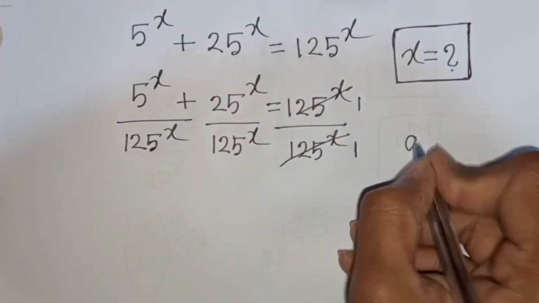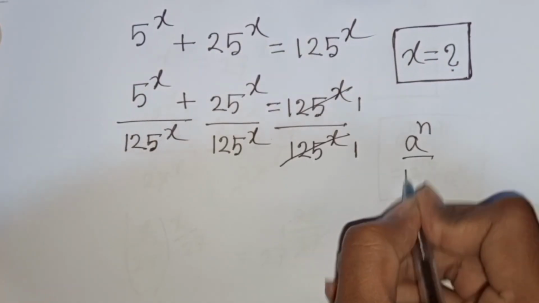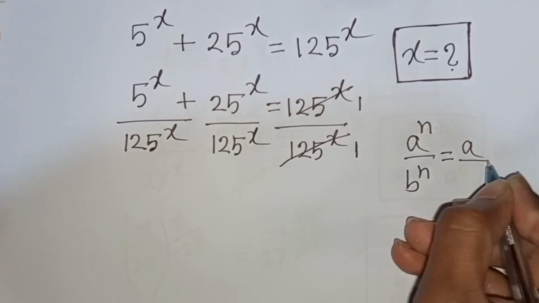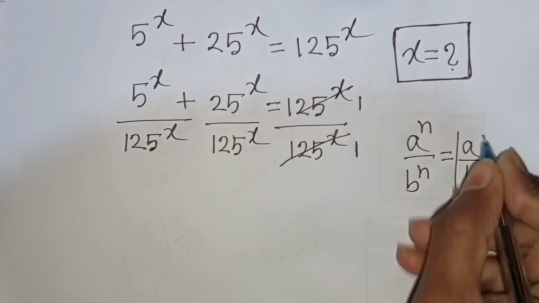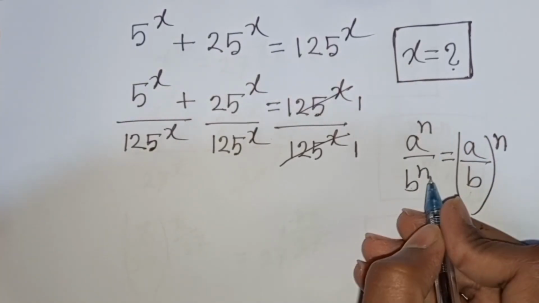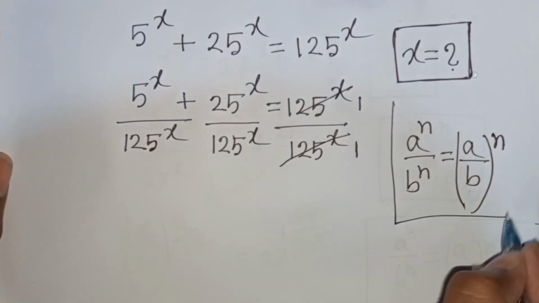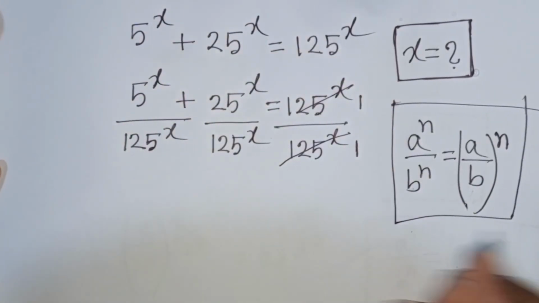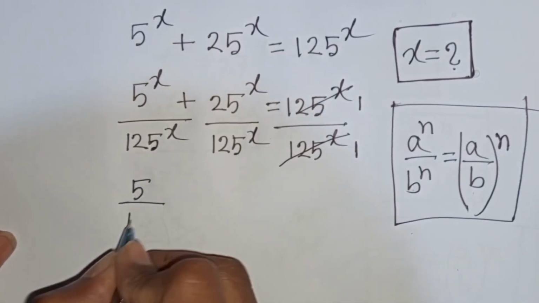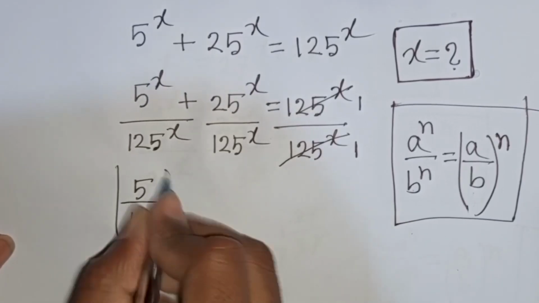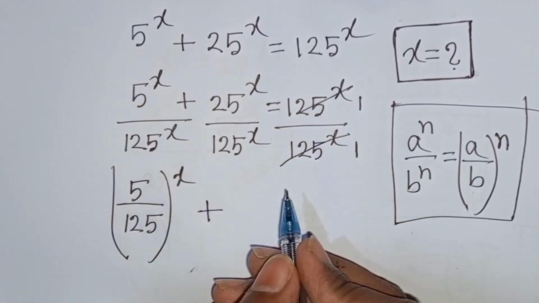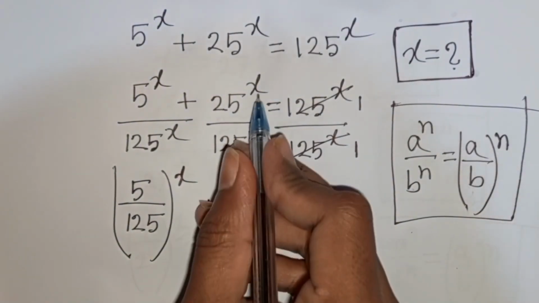So remember this formula, a power n over b power n is equal to a over b, then bracket common power n. That means n same power but different base. So according to this exponential rule, we can write here 5 over 125, then bracket common power x, plus again x same power but different base.